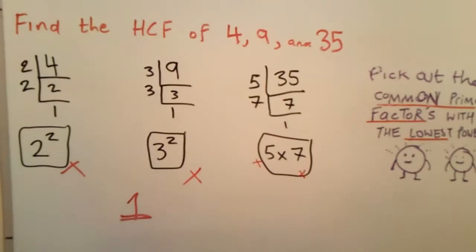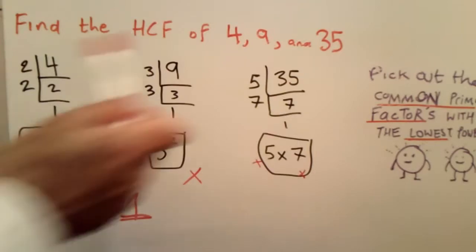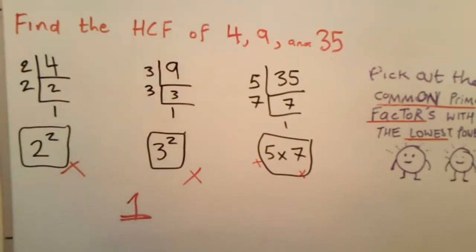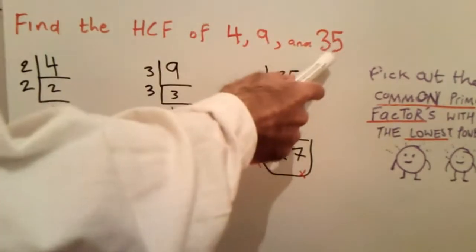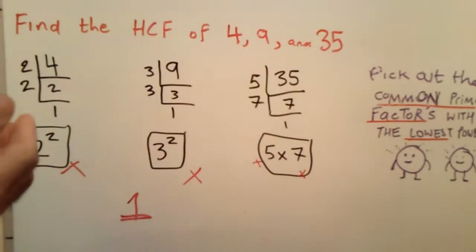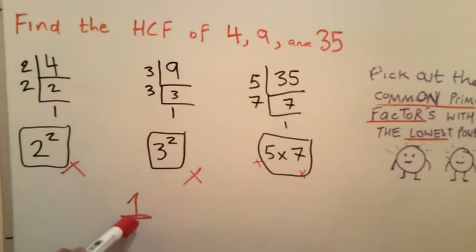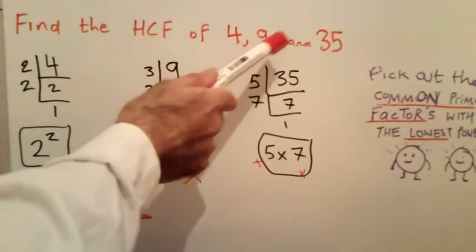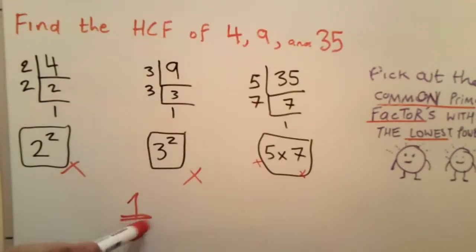Remember that our number will always have, for example, 4 will always have 1 as a factor, so will 9, and so will 35. Basically any number will have 1 as a factor. So if there aren't any common prime factors, we can always write down 1. So that's it. The highest common factor of 4, 9 and 35 is 1.